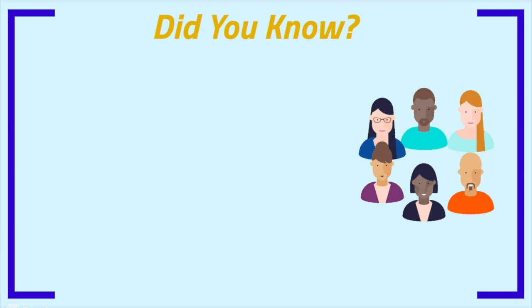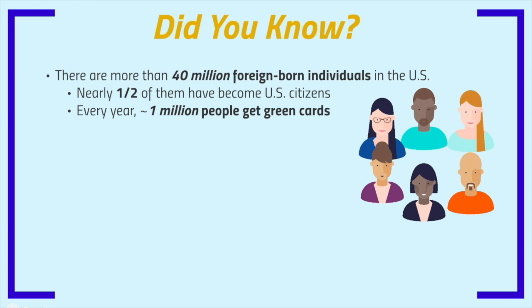Did you know that there are more than 40 million foreign-born individuals in the United States? That's about 13% of the country's population. And nearly half of them have already become U.S. citizens through the process of naturalization. Every year, about 1 million people receive green cards and become lawful permanent residents.